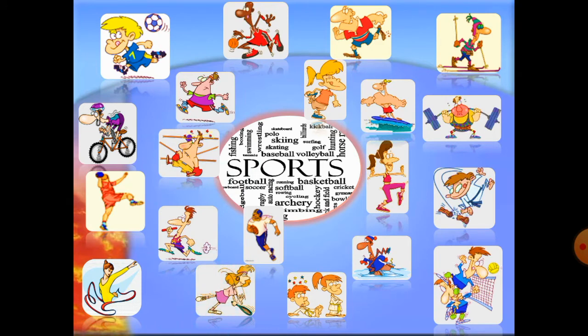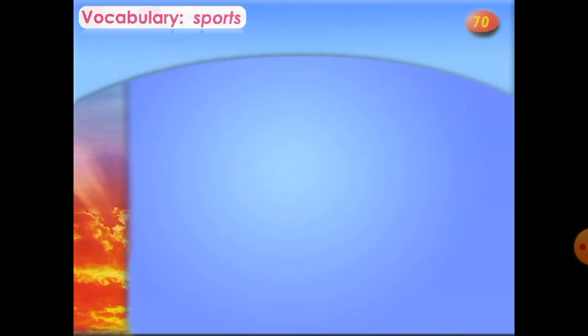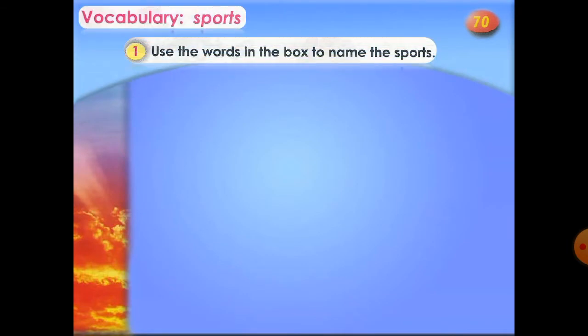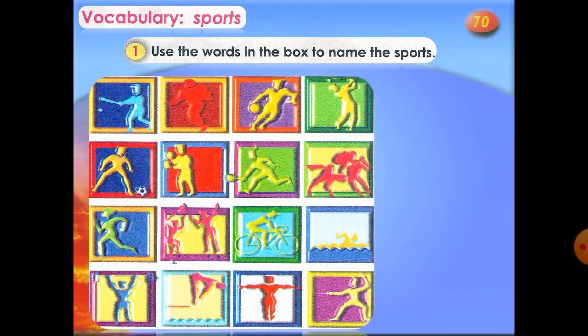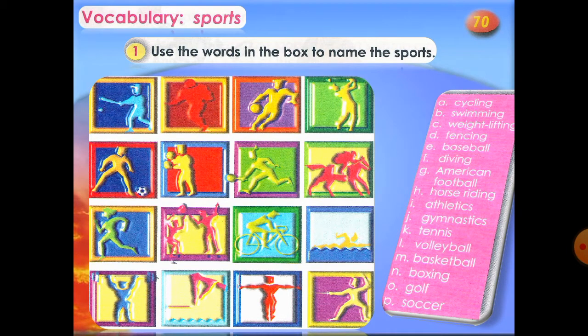Yes, I think that you have some funny cartoons here just to name a few sports. Okay, on page 17, you have this exercise. It's vocabulary again. Use the word in the box to name the 16 sports. Okay, we have a list here. We have A through P. Okay, we start with A, cycling. Swimming. Weightlifting. Cool. Fencing. Yes. Baseball is number one there.